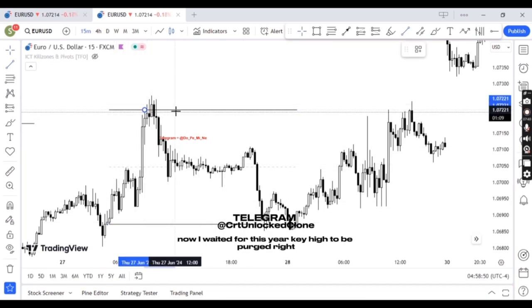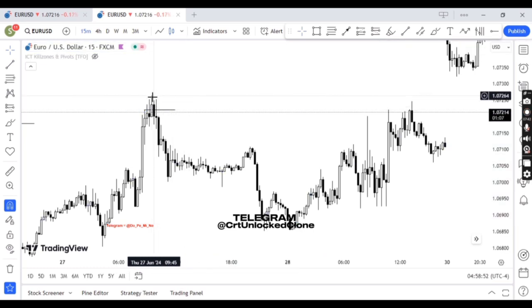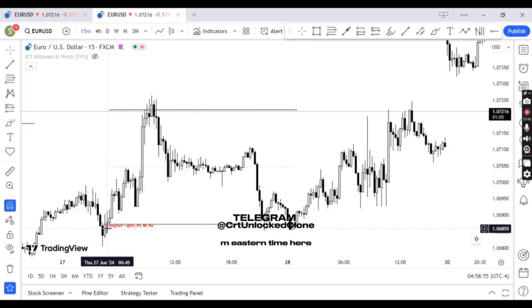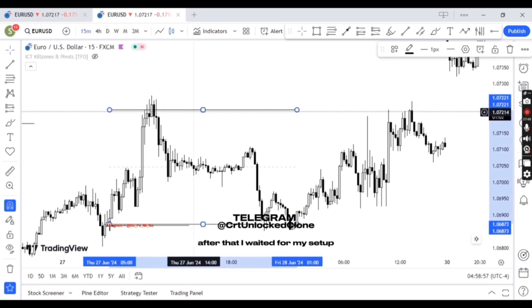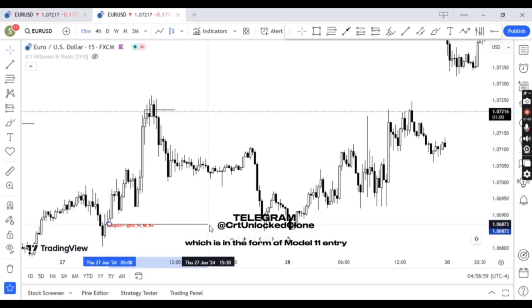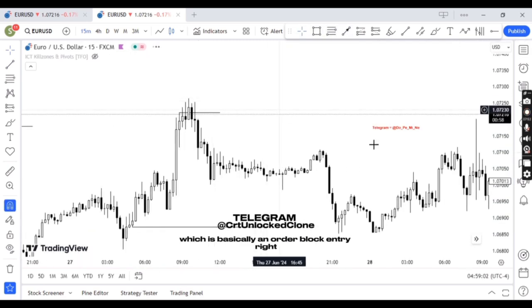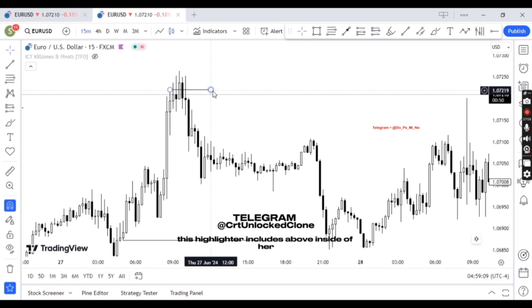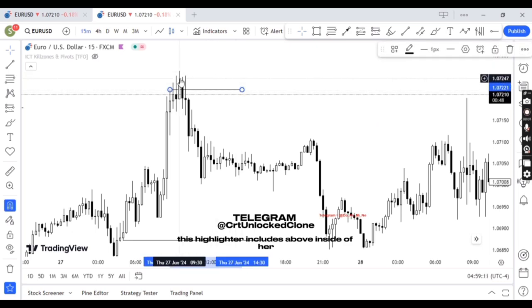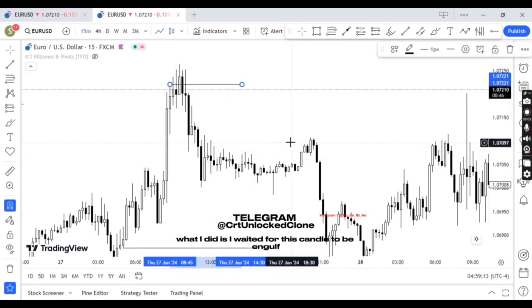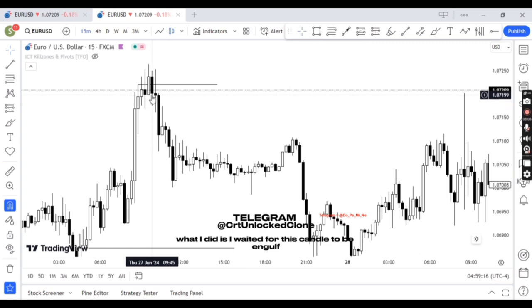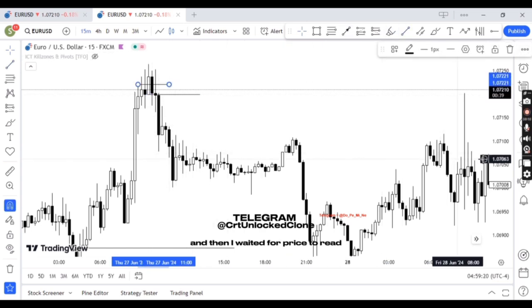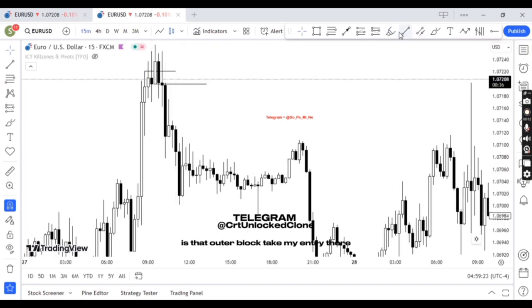Now I waited for this CRT high to be purged, right? And as soon as this high was purged at the 9 a.m. Eastern time here, after that I waited for my setup, which is in the form of a model 11 entry, which is basically an order block entry, right? So now you can see that this candle right here is the candle that dug above this high right here and closed back inside of it. Now what I did is I waited for this candle to be engulfed, meaning I waited for price to close below this candle, and then I waited for price to retest that order block and took my entry there.